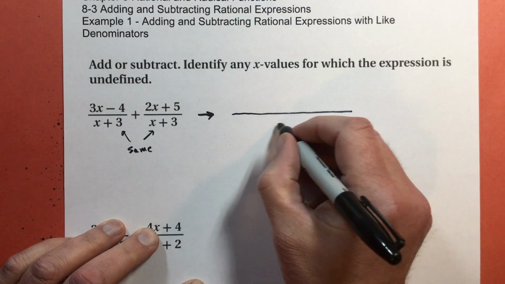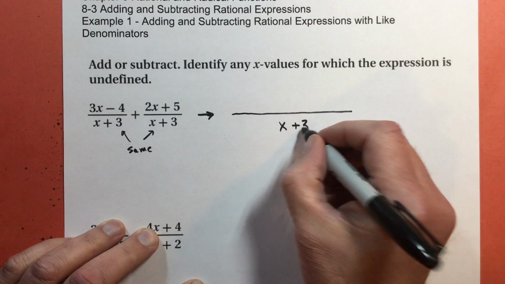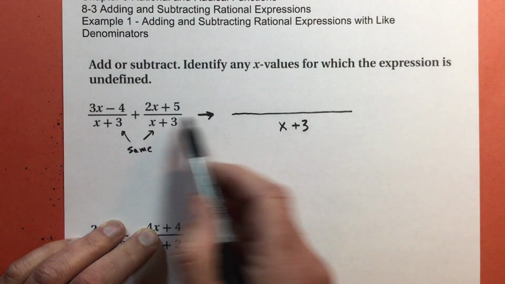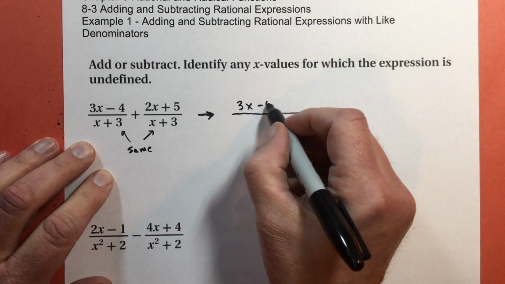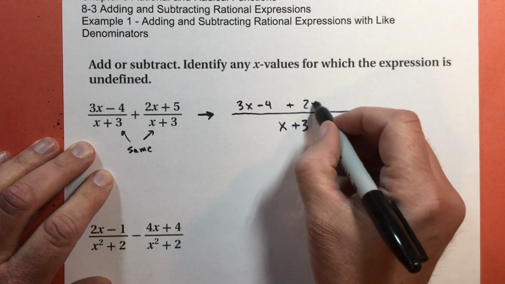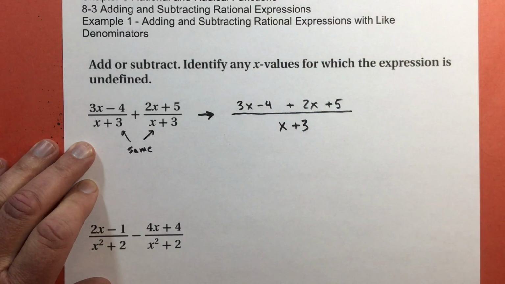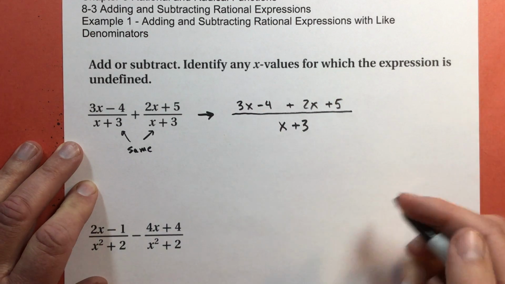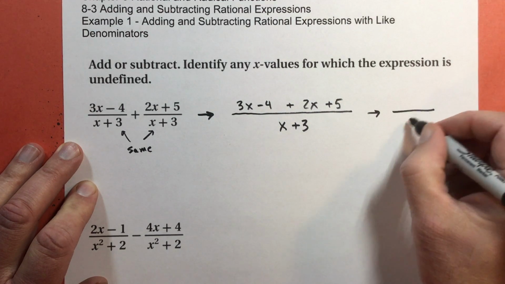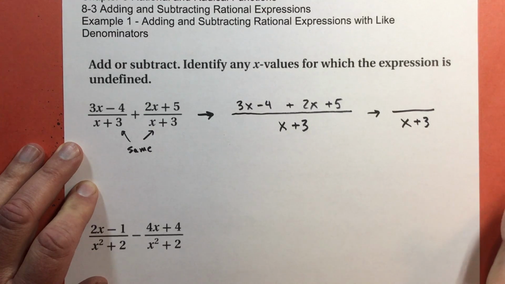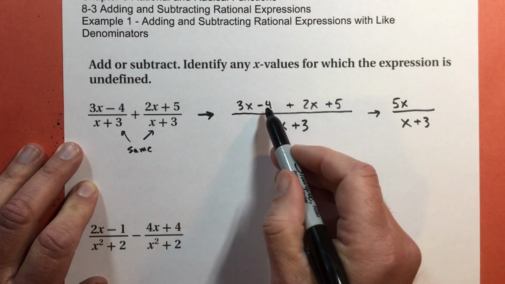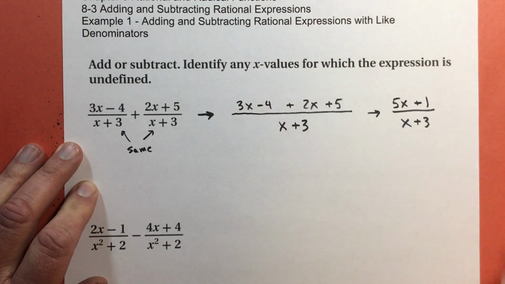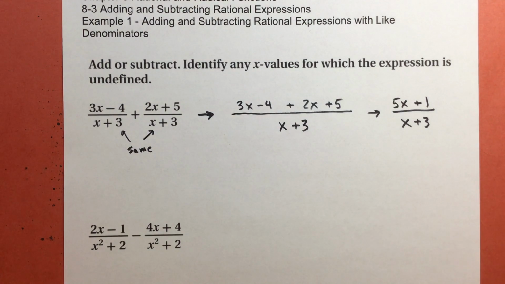When I add this, my new denominator is still going to be x plus 3. And in the numerator, I'm adding everything together. So I get 3x subtract 4 plus 2x plus 5. And the only thing I have left to do is just simplify what's in the top. So I still get x plus 3 in the denominator. And in the top, I got 3x plus 2x, which is 5x, and negative 4 plus 5, which is 1. Now it doesn't look like I have anything that's going to factor, so I can't reduce or simplify, so I'm going to leave it like that.